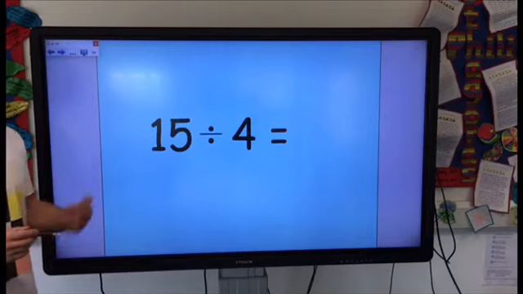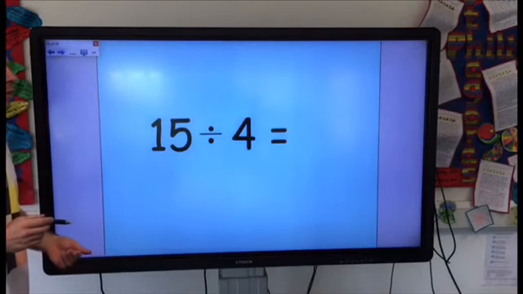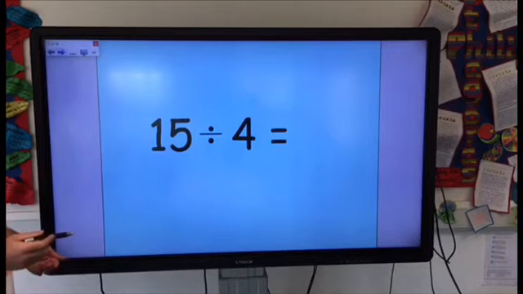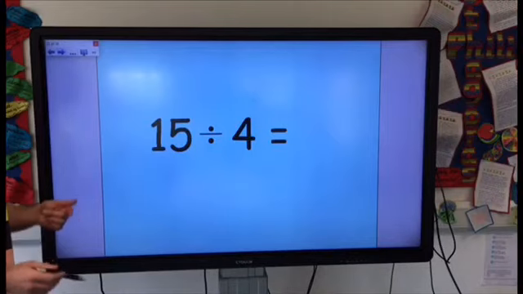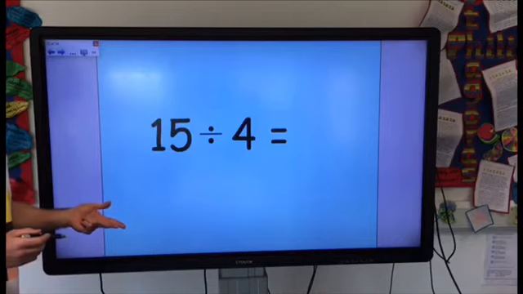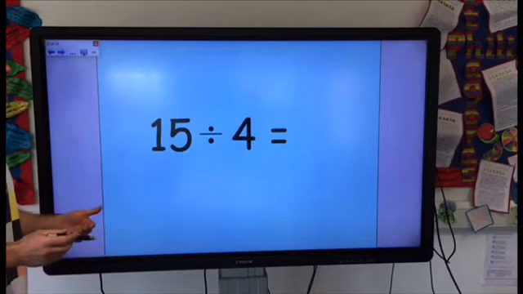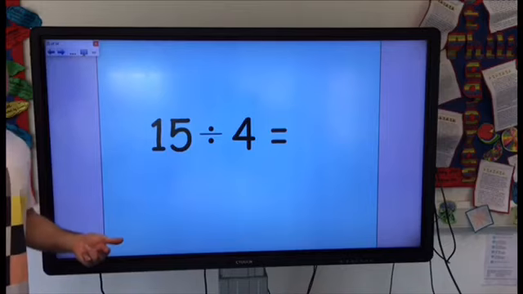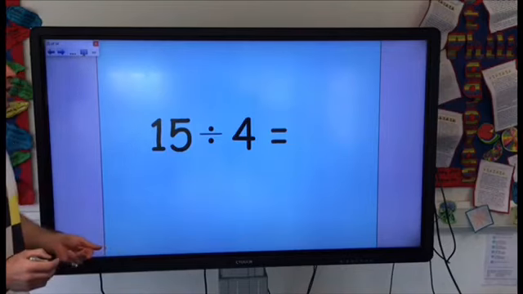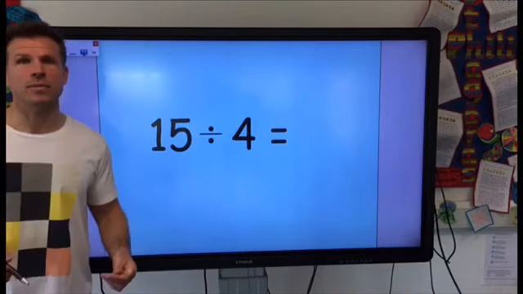15 divided by 4, so half and half again. Quick way to divide by 4. 3.75, I believe. You managed to do that in your head. Very, very good indeed. Cool, right, let's crack on with the main lesson.